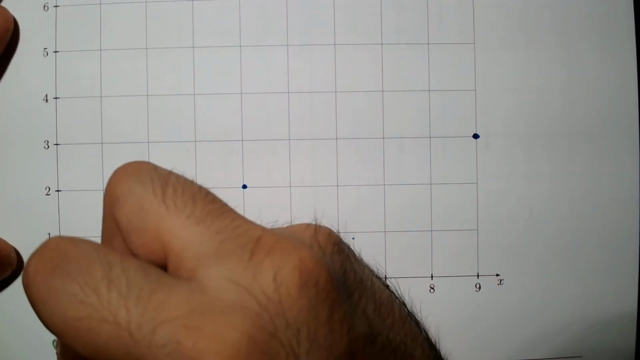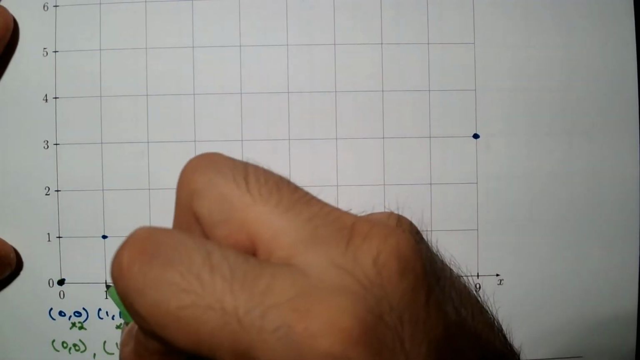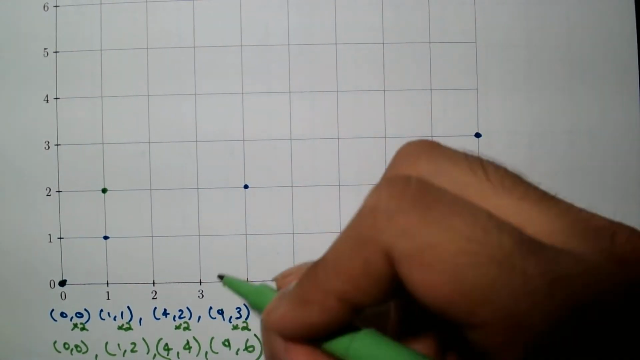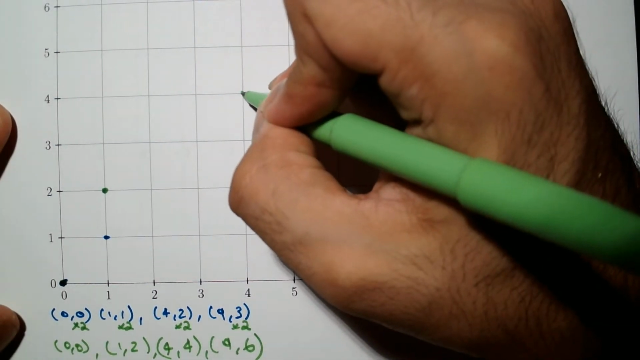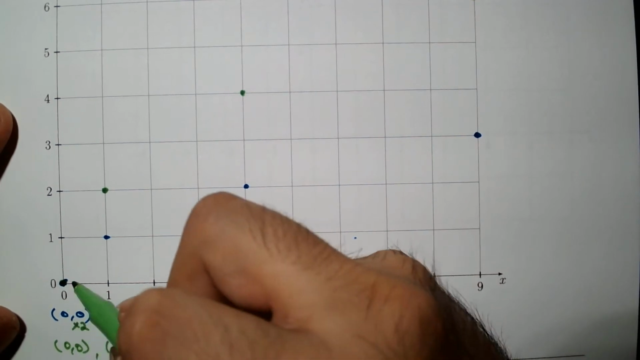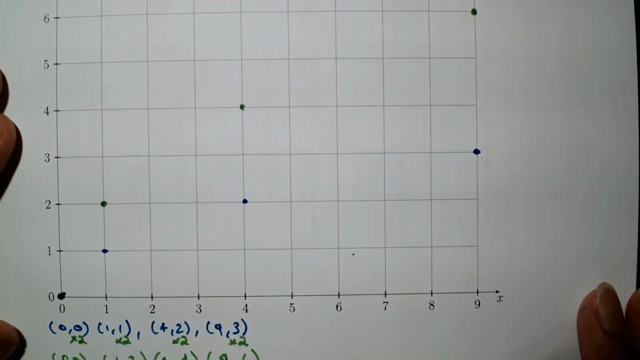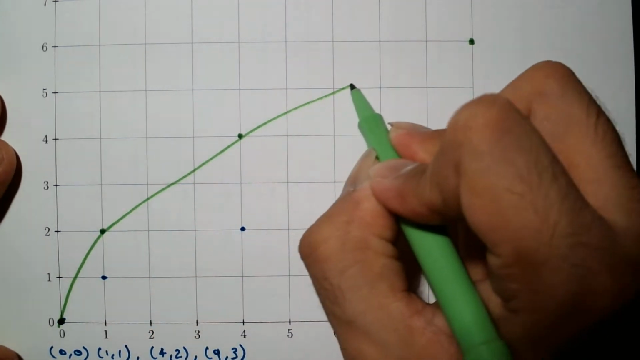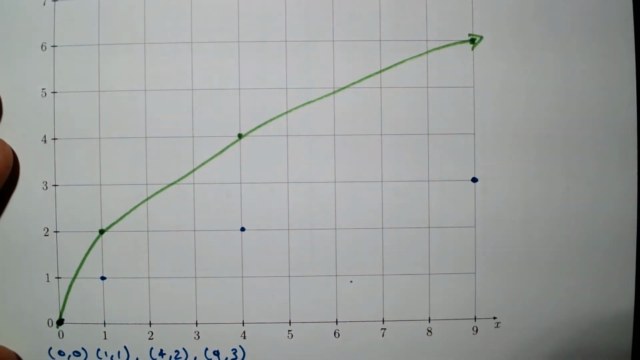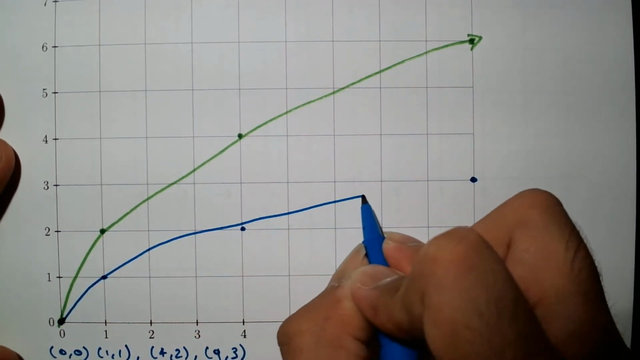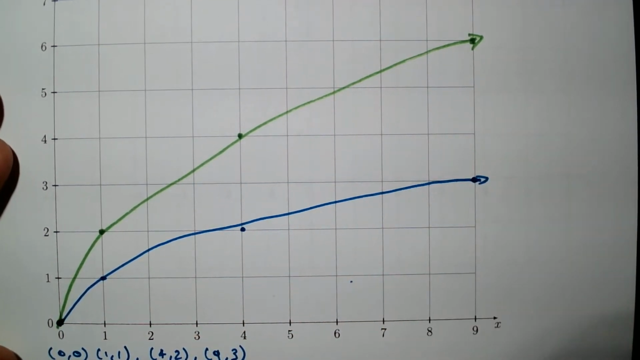So 0, 0 still. 1, 2. And then 4, 4, and 9, 6. And I'm going to draw these points together and connect these points. Okay, oops, I didn't graph the other, which looks like this.